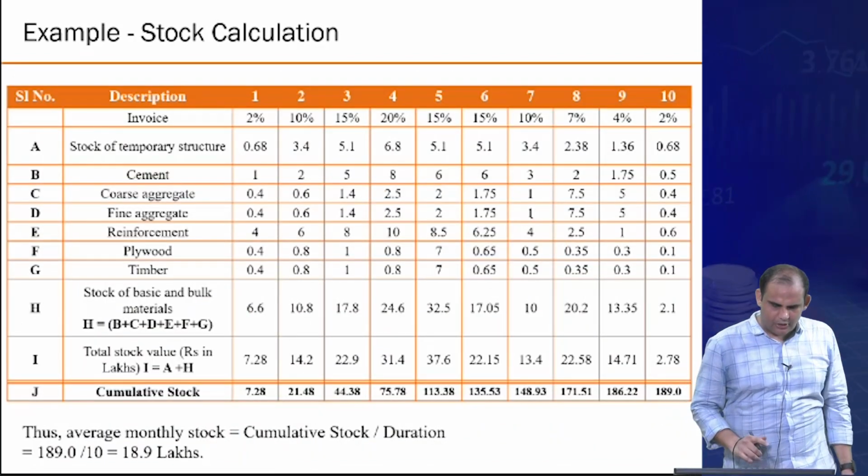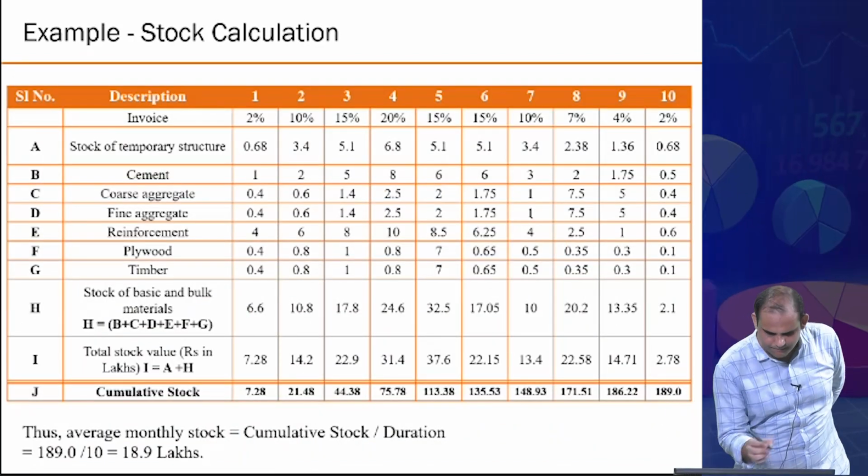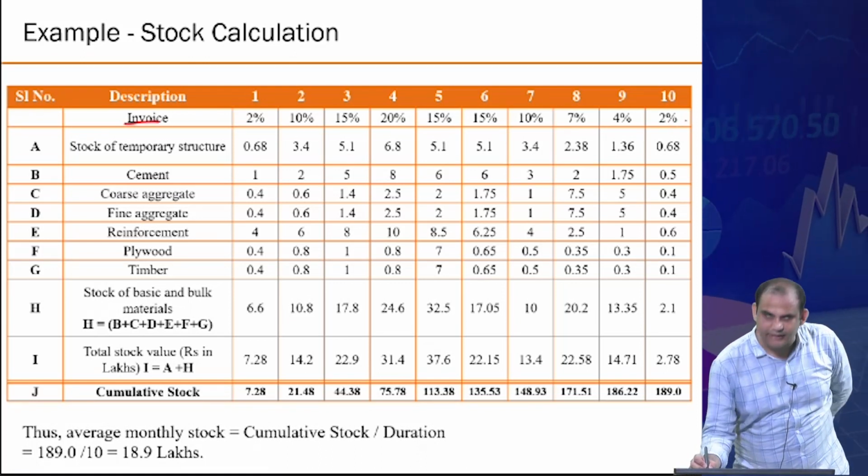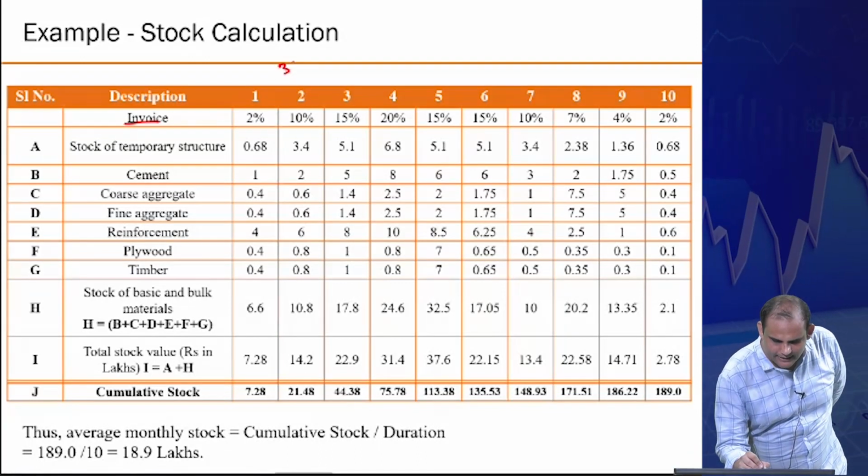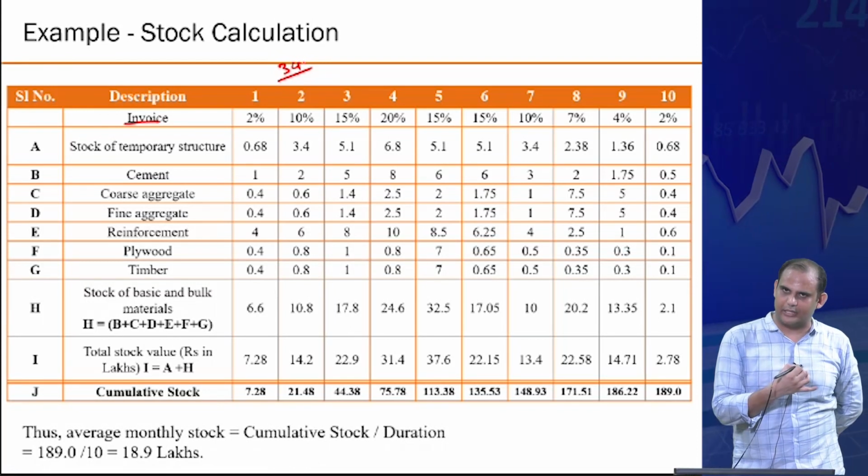So the total stock calculation is simple. The invoice is given to you as a percentage. 34 lakh is the total overhead stock that you have calculated.